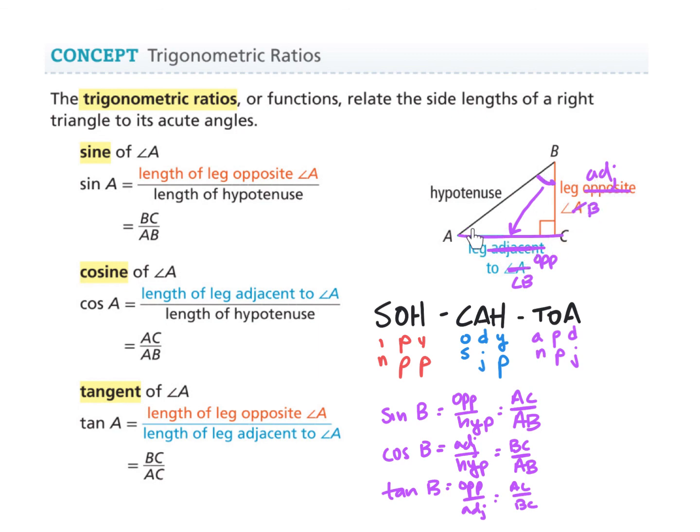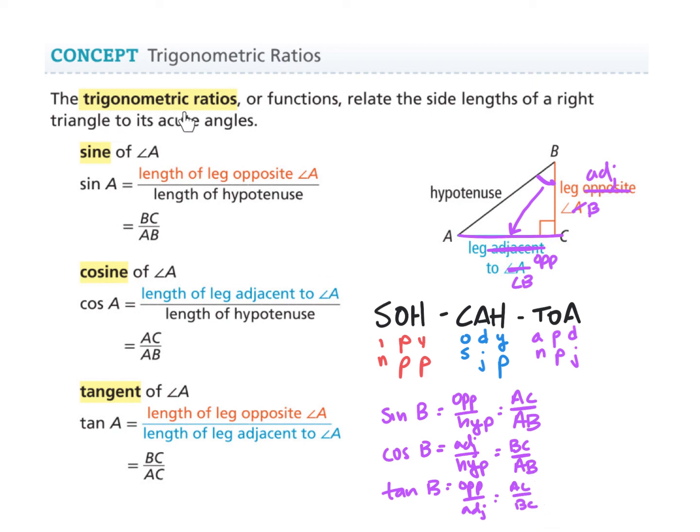What was opposite angle A is actually adjacent to angle B, and what was adjacent to angle A becomes opposite for angle B. And so the result is what was sine for angle A is actually cosine for angle B. What was cosine for angle A is actually sine for angle B, AC over AB. What happens to tangent is that the tangent for angle A and the tangent for angle B are reciprocals of one another. They're flipped over versions of one another. Tangent for angle A was BC over AC. Tangent for angle B was AC over BC.